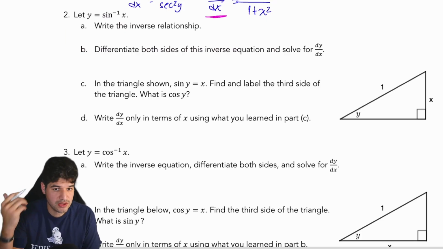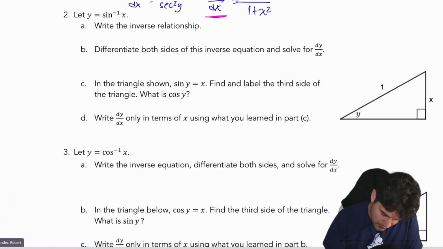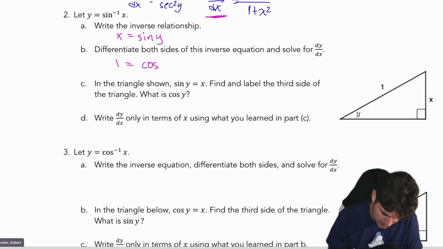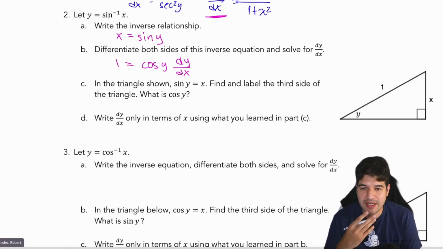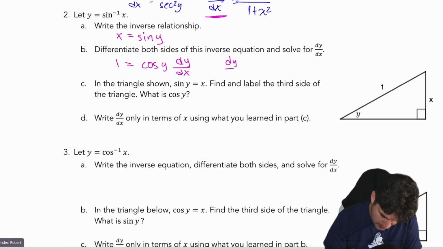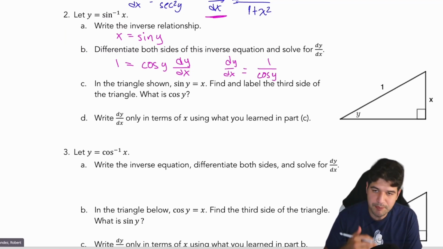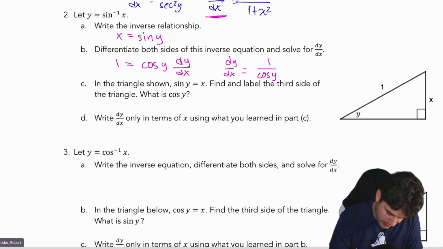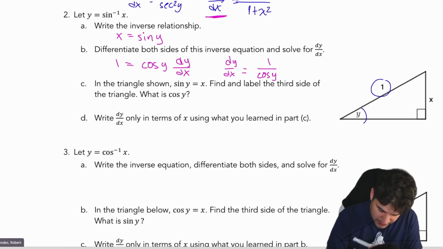All right, so number 2, we're going to start: okay, what is the inverse relationship here? We know that is going to say x equals sine y, okay? We want to differentiate both sides. So that's going to say 1 equals cosine of y times dy/dx, okay? And I want to solve that for dy/dx, so I'm going to divide by cosine of y. So dy/dx is going to be 1 divided by cosine of y, keeping in mind that y is the angle. So since y is our angle here, we know that we have the hypotenuse equal to 1.